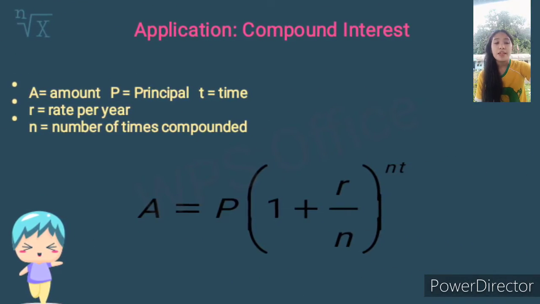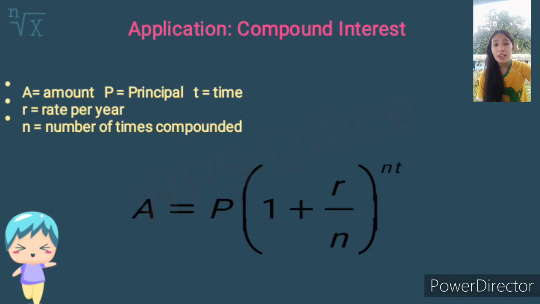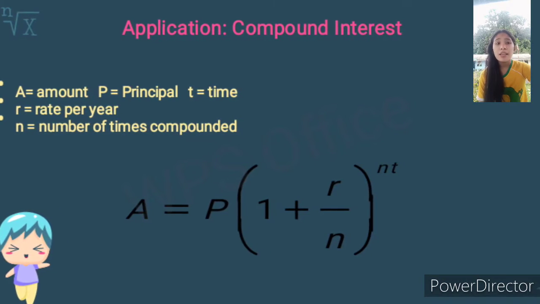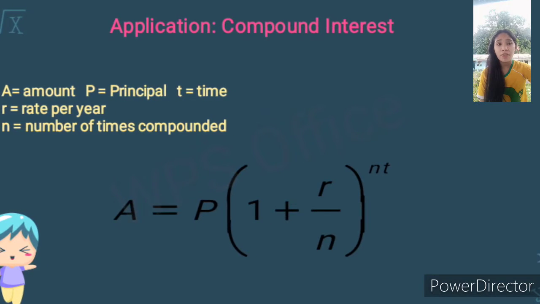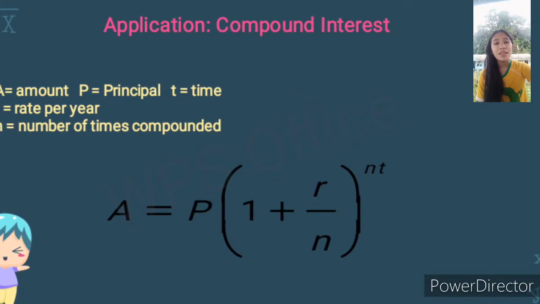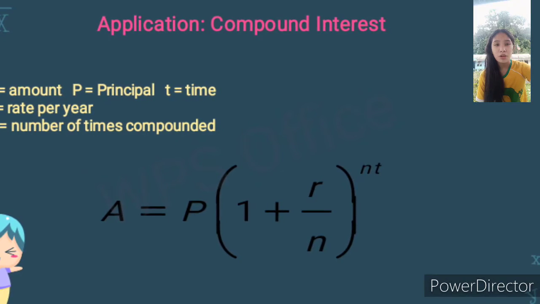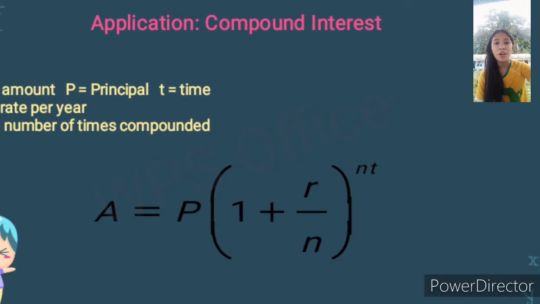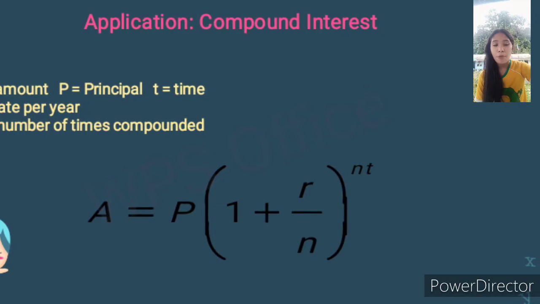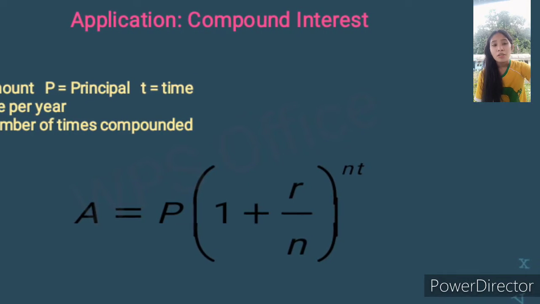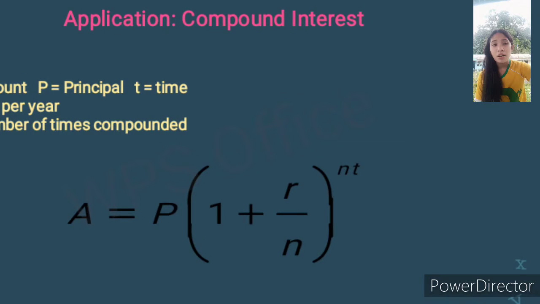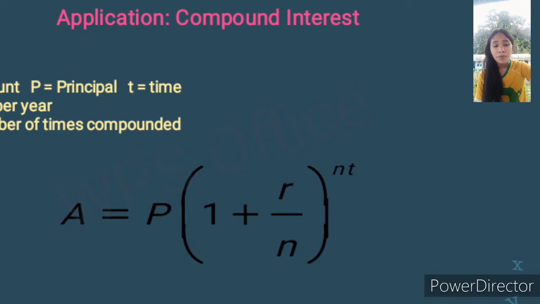Another type of interest is compound interest, where A equals amount, P equals principal, t equals time, r equals rate per year, and n is the number of times compounded. As you can see, it is different from simple interest because there is n, which stands for the number of times compounded, and the formula for that is A = P(1 + r/n)^(nt).